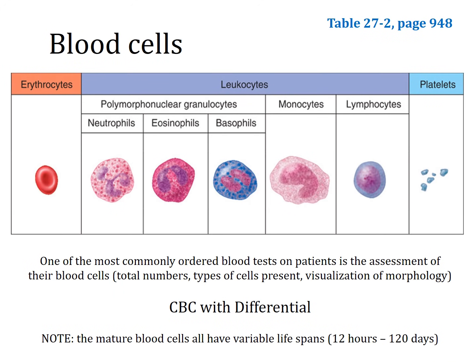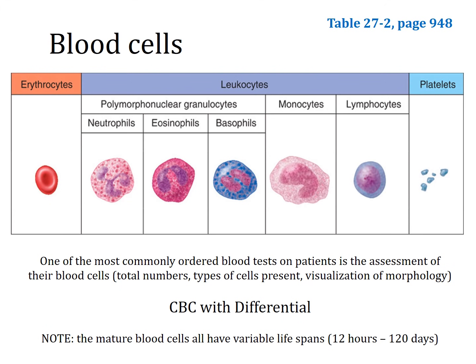But what I want to focus on this week are the blood cells. And as you can see here, we've got a number of different types of what we're going to call mature blood cells. Remember, these blood cells are developing in bone marrow as immature precursor cells, and then once they are maturated and differentiated, then they're released into blood.